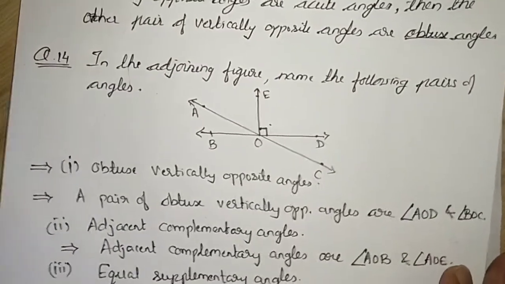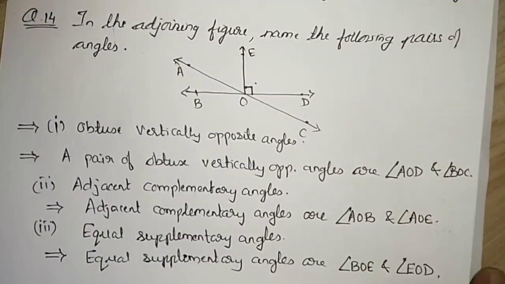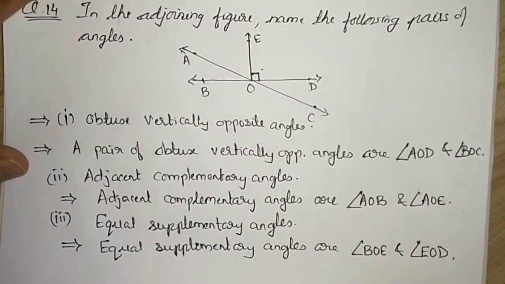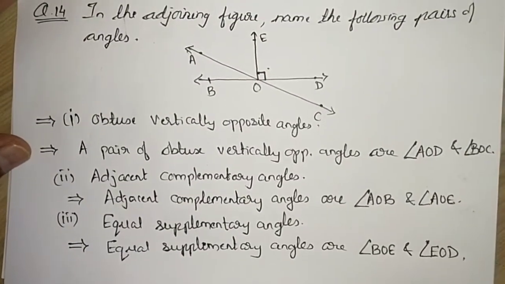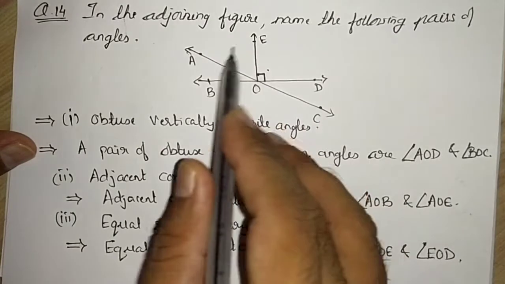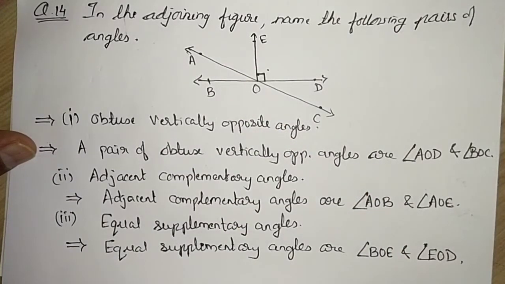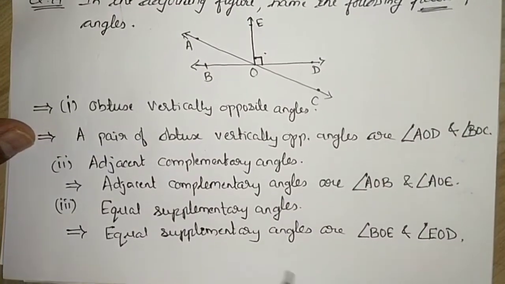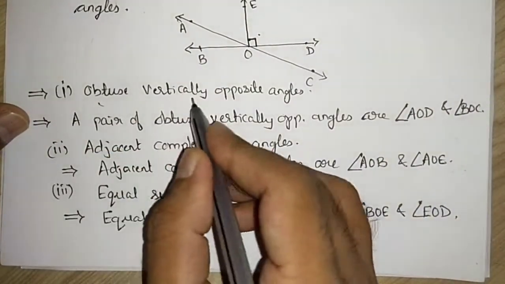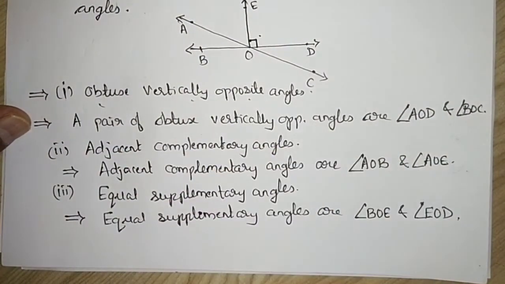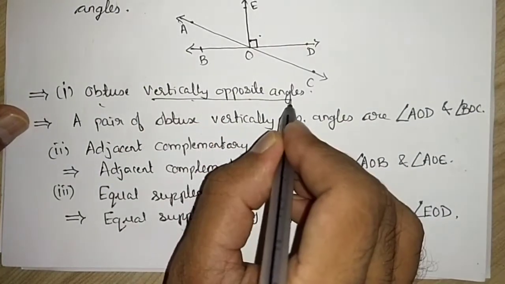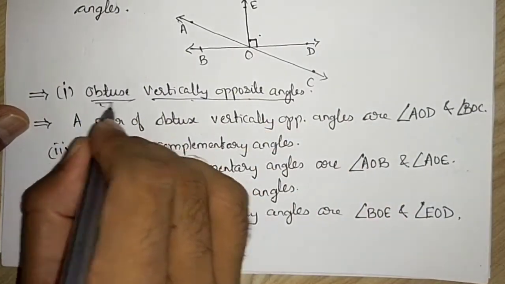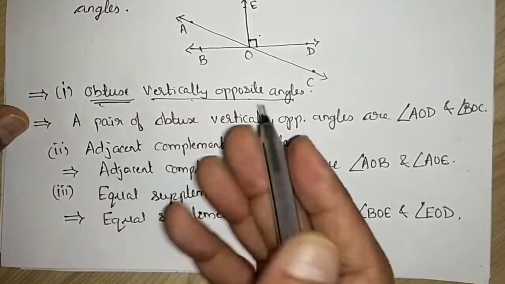Moving to question number 14. In the adjoining figure, name the following pairs of angles. They have given us one figure and we have to name the following pairs. First one is obtuse vertically opposite angles. They are asking vertically opposite angles, but they must also be obtuse. Obtuse means more than 90 degree.